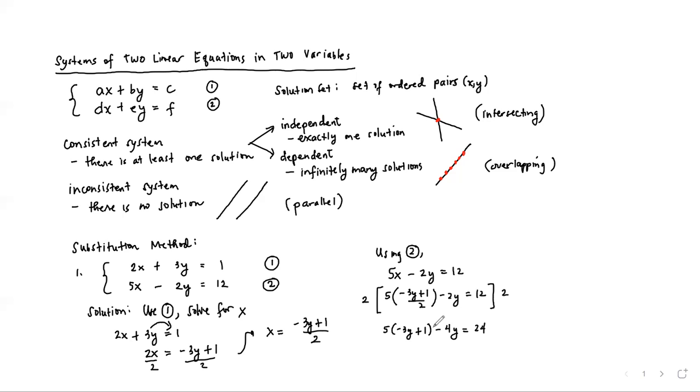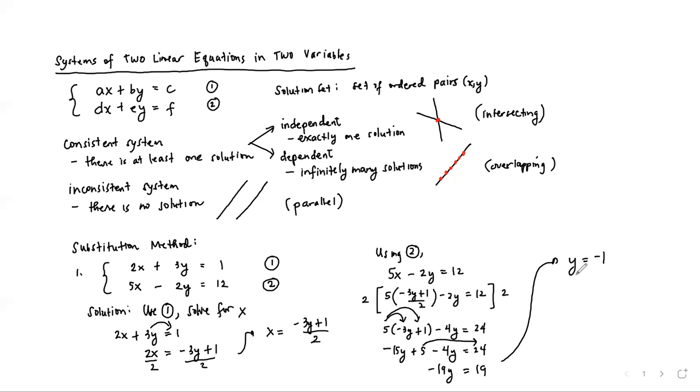So using linear equations in one variable, we can solve for the value of y. Distributing 5, it will give us negative 15y plus 5 minus 4y equals 24. And then negative 15y minus 4y is negative 19y. And then positive 5 will be transposed to the right side. That will become 24 minus 5, which is 19. And then dividing both sides by negative 19 will give us y is equal to negative 1.